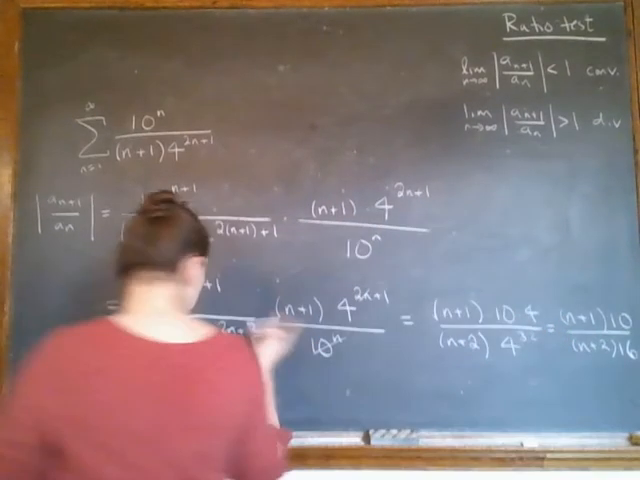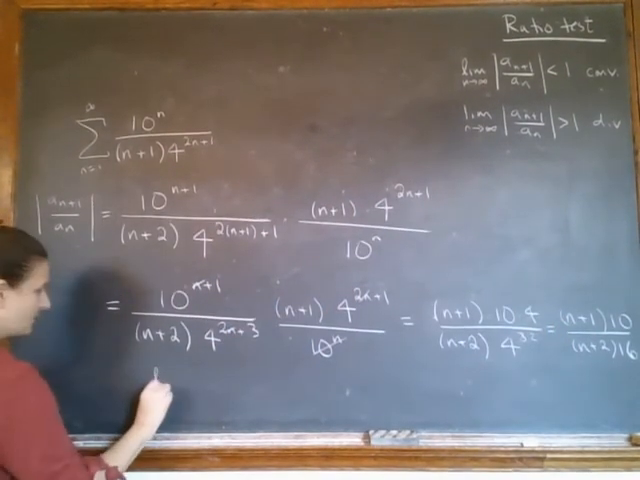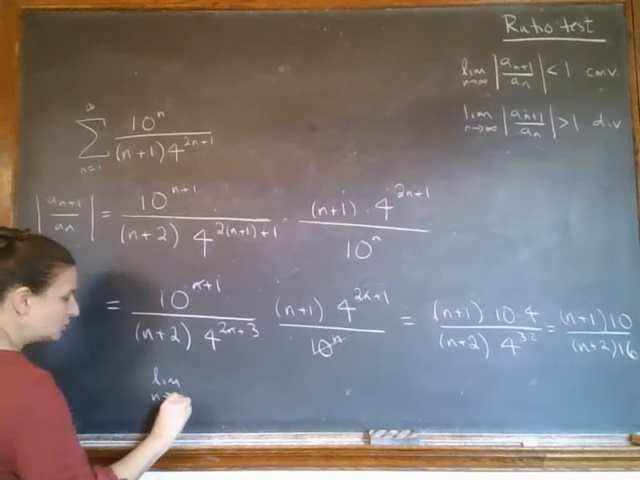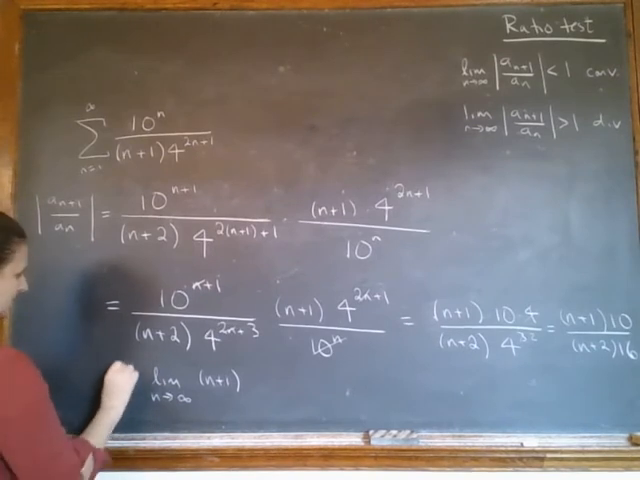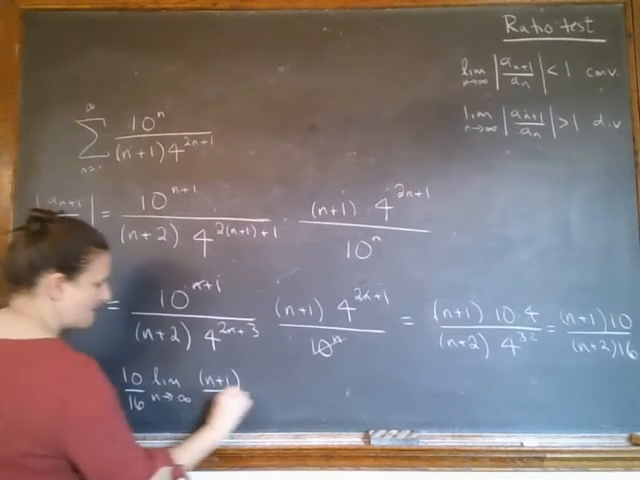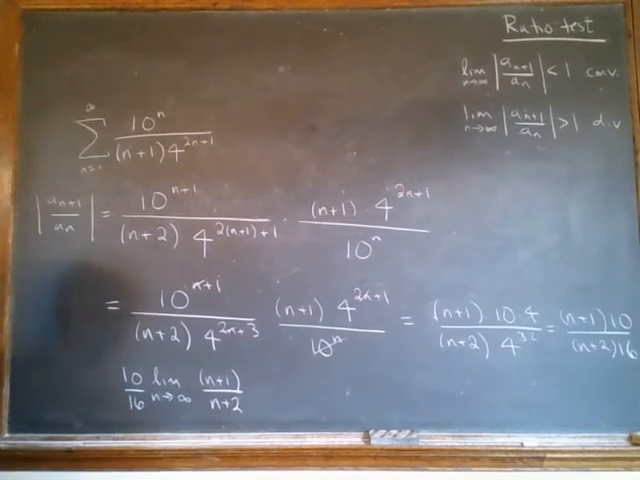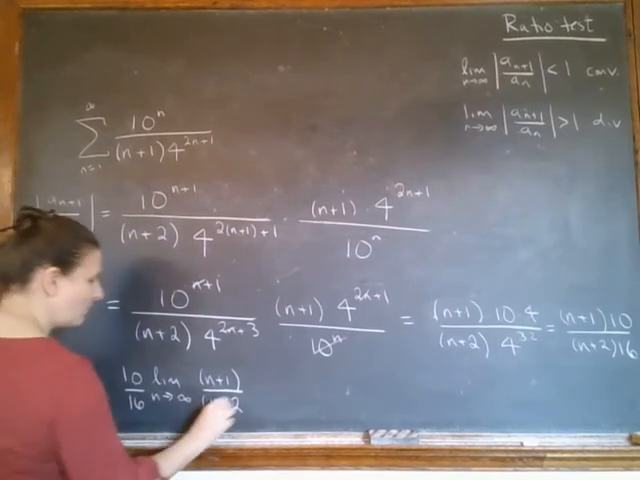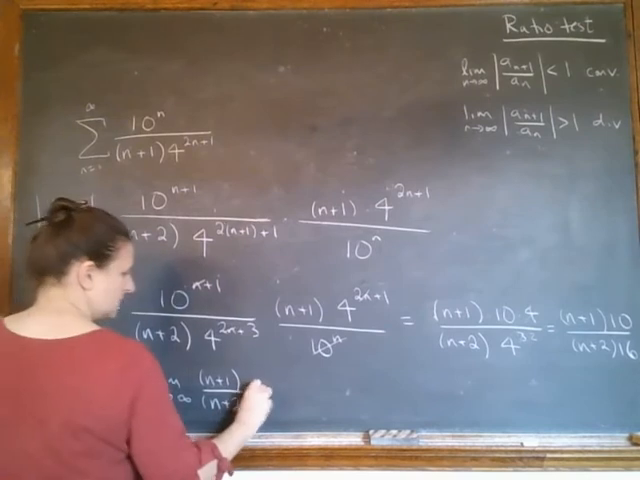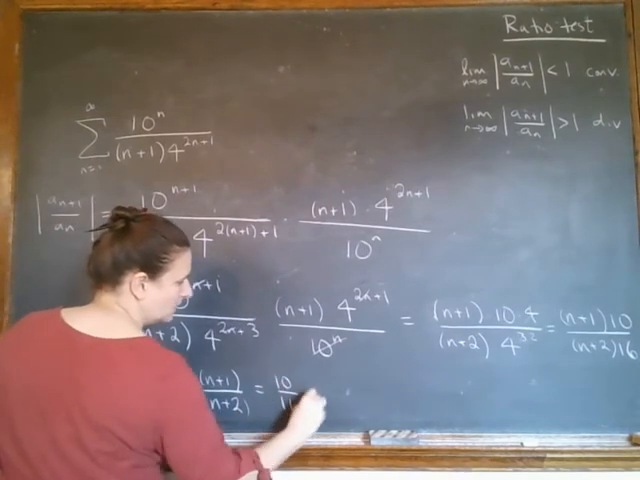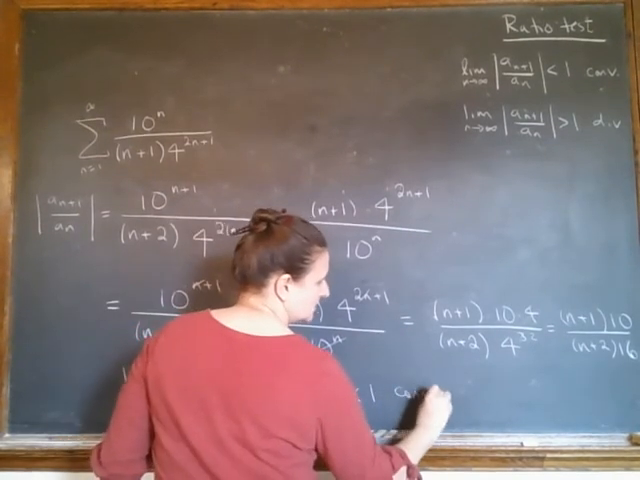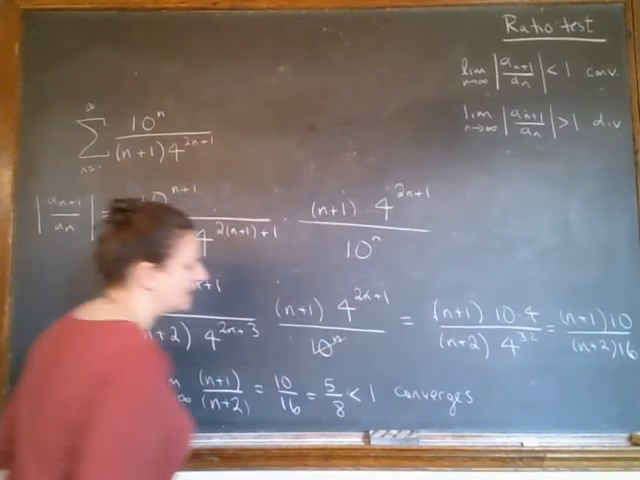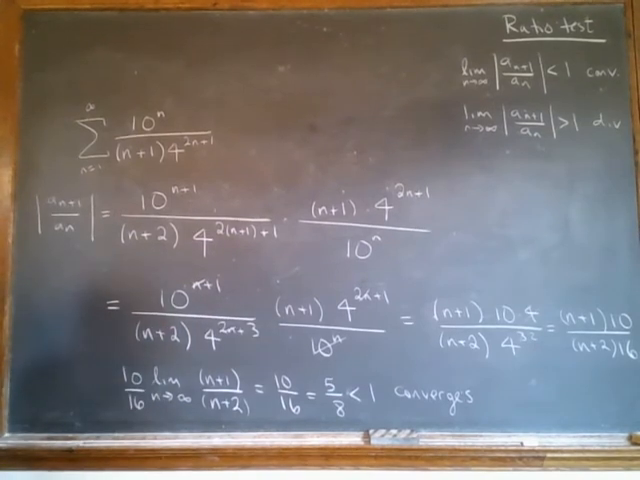Okay, so now I take the limit of that. Out of space again, but we can surely stick it down here. I can pull out the 10 over 16 there if I want. When I take the limit of n plus 1 over n plus 2, I'm going to get 1, right, because 1 over 1. So I end up with 10/16 or 5/8, less than 1. This series converges.